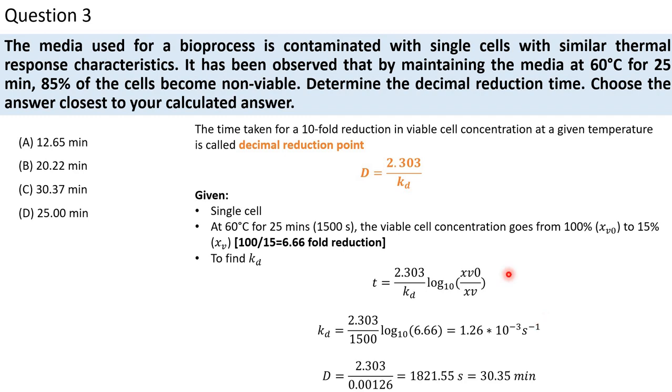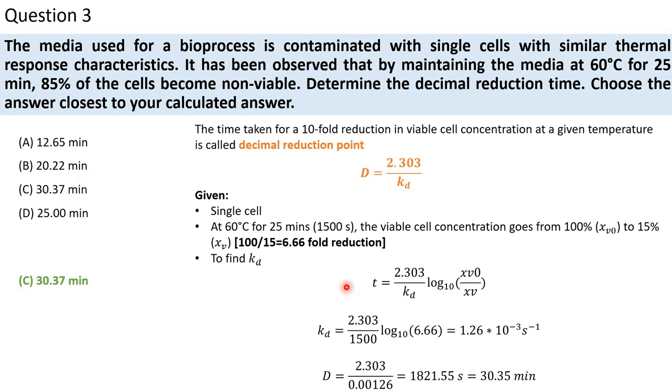And coming back to D is equal to 2.303 divided by Kd. As we already found out, if we substitute and then divide, we will get 1821.55 seconds, and again divided by 60, so that we get it in minutes. So we have almost gotten 30.35 minutes. Where is it nearby? Option C, 30.37, is very near. So the answer is option C.